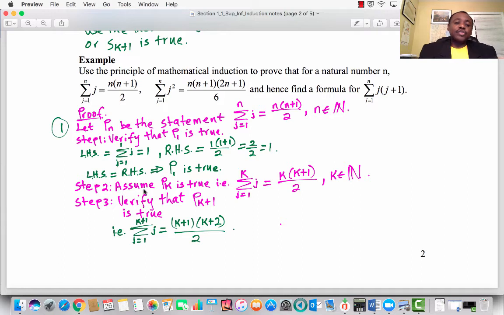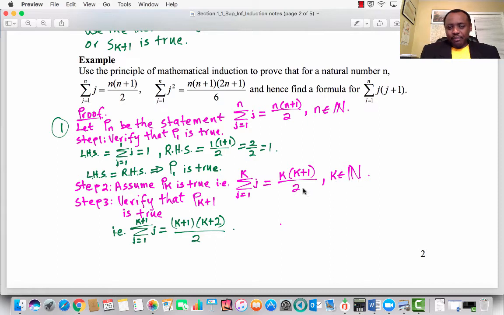Step 2, we assume that Pk is true, i.e., that is very important. Always state the induction hypothesis. What does it mean? Don't just end at "assume Pk is true." Always say that means, that is, write it down, so when you get to the inductive step, you can always refer back to that. So that is the summation j from 1 to k of j equals k times (k plus 1) over 2, where k is a natural number.